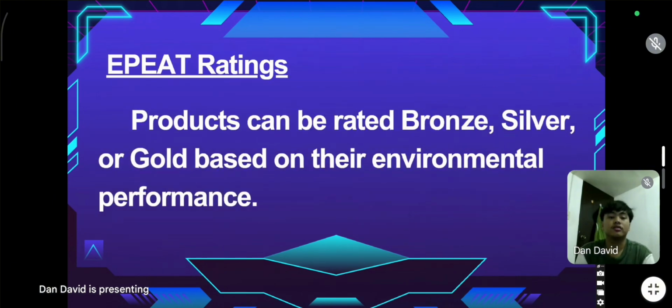EPEAT ratings. Products can be rated bronze, silver, or gold based on their environmental performance. This explains how higher ratings indicate better adherence to environmental standards, encouraging manufacturers to adopt sustainable practices. Bronze meets all required criteria, silver meets required plus 50% optional criteria, and gold meets required and 75% optional criteria.